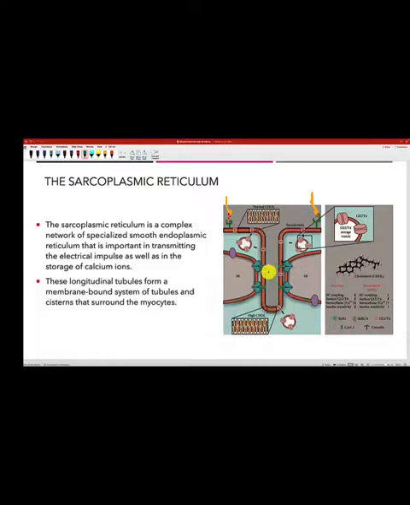And the T-tubules are then going to signal the sarcoplasmic reticulum to begin releasing calcium. And the calcium is then going to flood the cell. And then we know that myosin and actin will be able to bind to one another, and we can start getting muscle contractions. Okay.